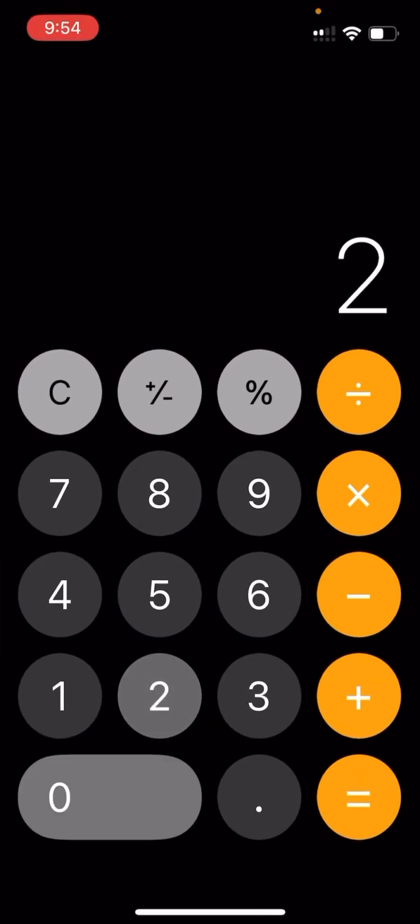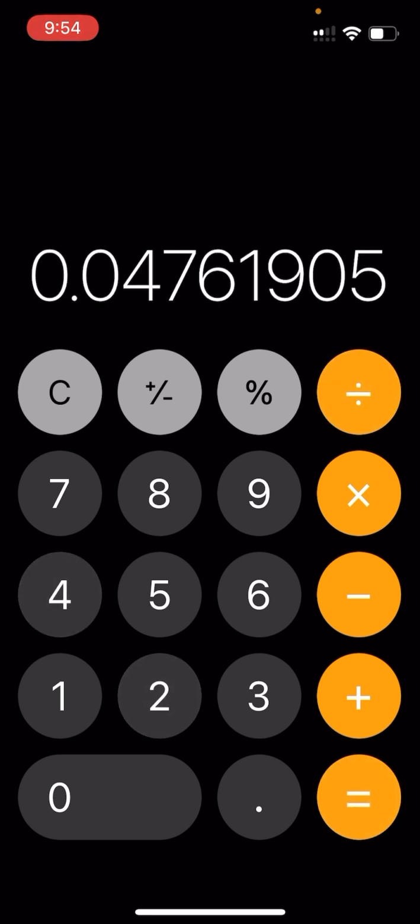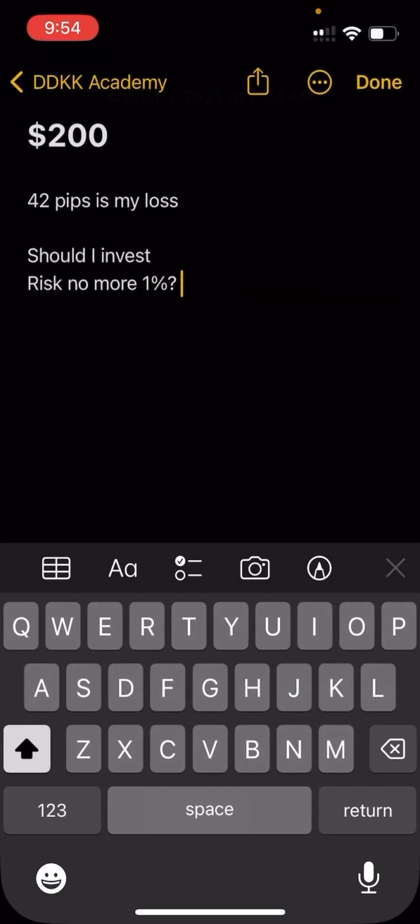All right. So $200 times 1% is what? $2. All right. $2 divided by 42 pips is not even in the system. We don't even have 4 cents that you can invest in trading. So you need to add more money to your account. Or you take your risk up. But that's how it works, guys.